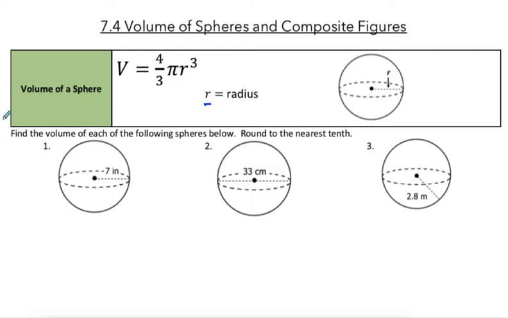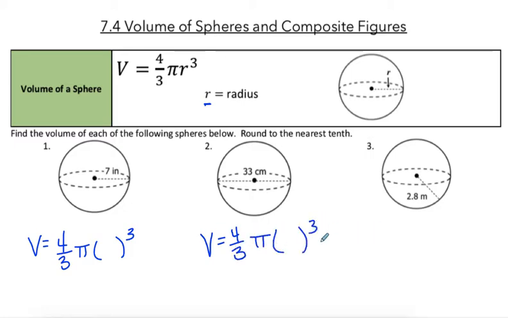We don't have to worry about the Pythagorean theorem because there are no side lengths or slants that we can be given here. So it says find the volume of each of the following spheres below, round to the nearest tenth. As long as I have the radius, I should be able to go straight to it. This is going to be 4/3 pi r cubed. This one, 4/3 pi r cubed. And again, I'm just ready to fill that in.